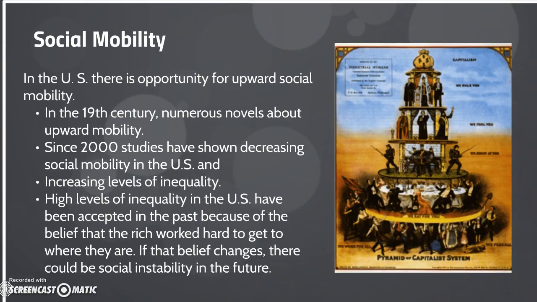Social mobility. In the United States, there is an opportunity for upward social mobility, unlike the caste system or the old estate system. In the 19th century, there were numerous novels about upward mobility. Since 2000, studies have shown decreasing social mobility in the United States and increasing levels of inequality.